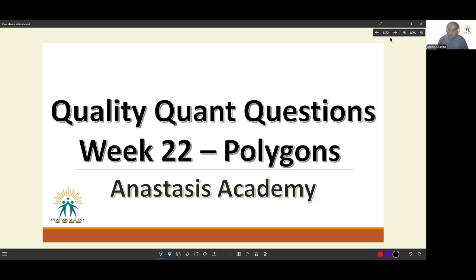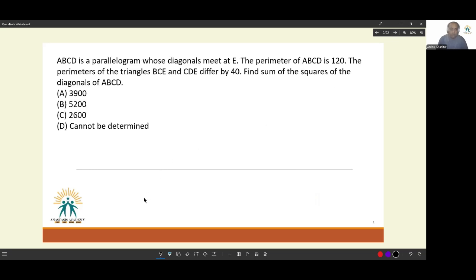Okay, let's start. ABCD is a parallelogram whose diagonals meet at E. The perimeter of ABCD is 120. The perimeters of the triangles BCE and CDE differ by 40. Find the sum of the squares of the diagonals of ABCD.